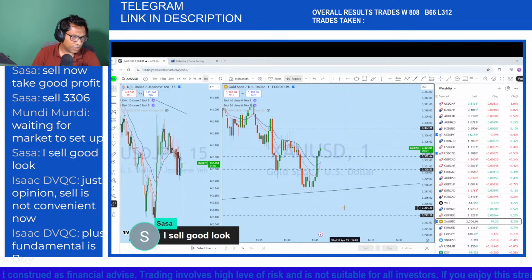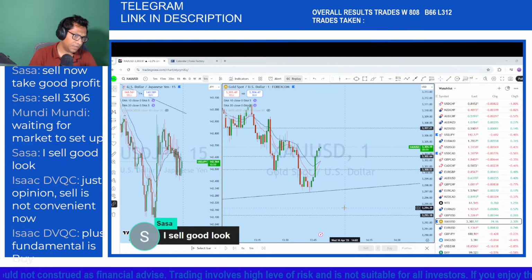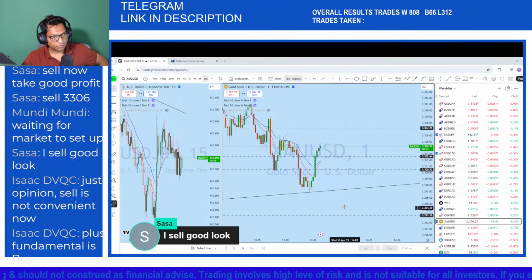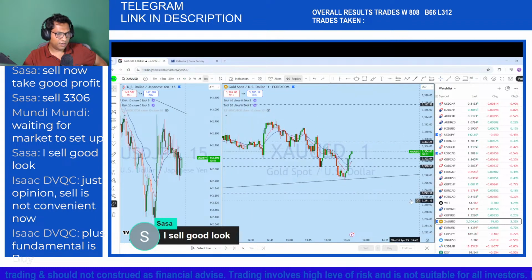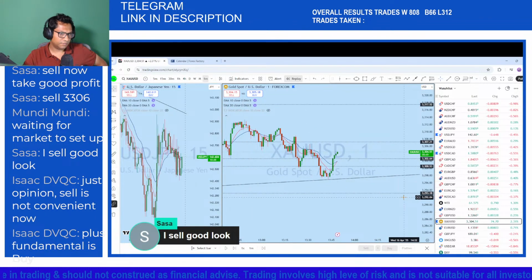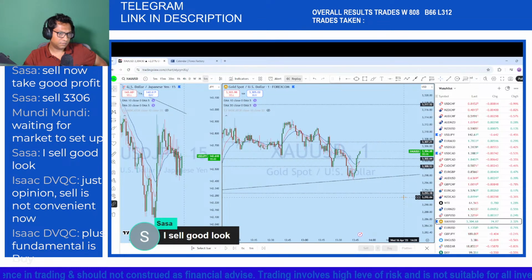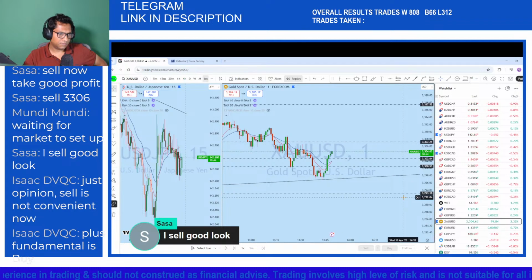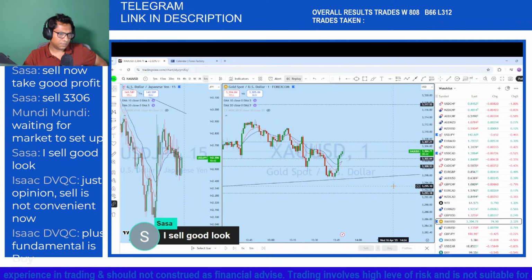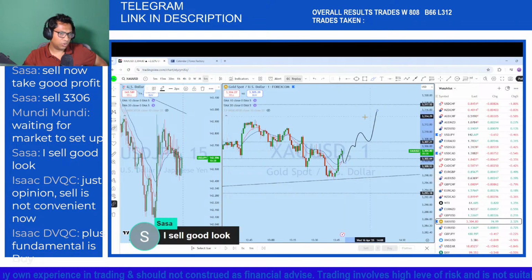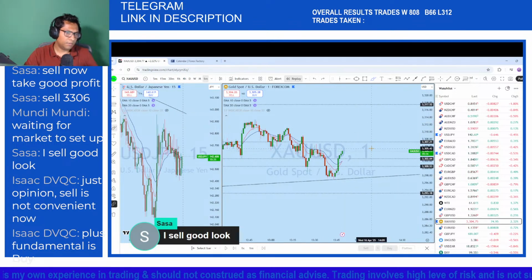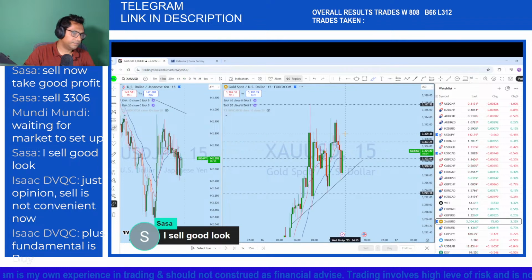Now the key here is to wait for confirmation. Now we can see that the market is still keeping that push back to the upside. If it is forming an inverted head and shoulders here, that's where we will be looking for a possible buying opportunity in this market.